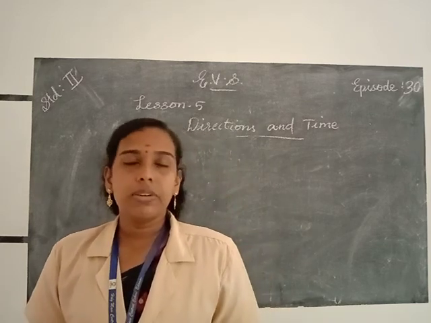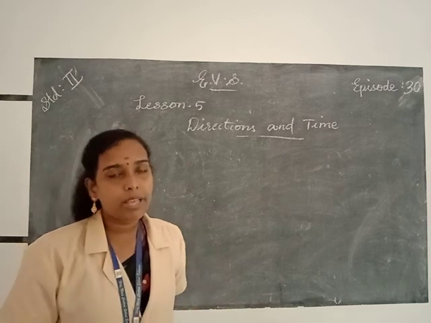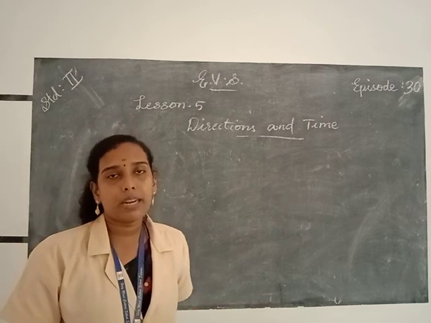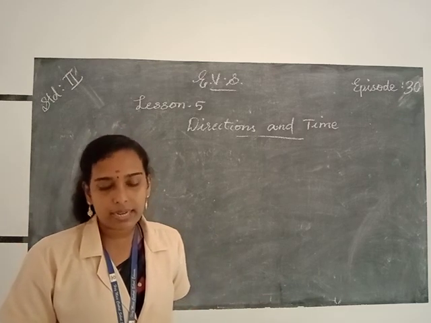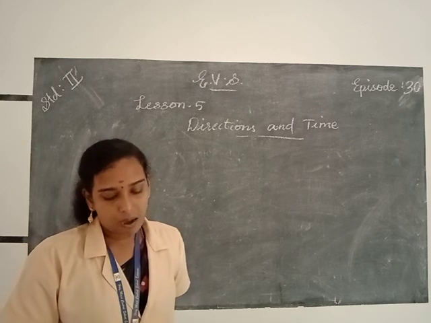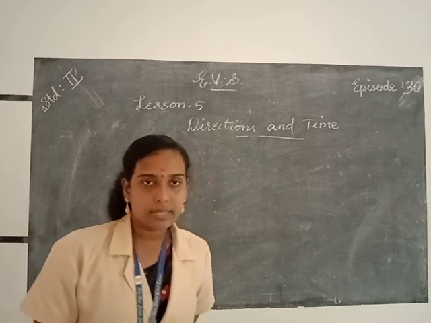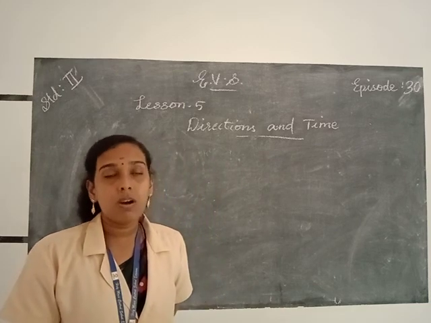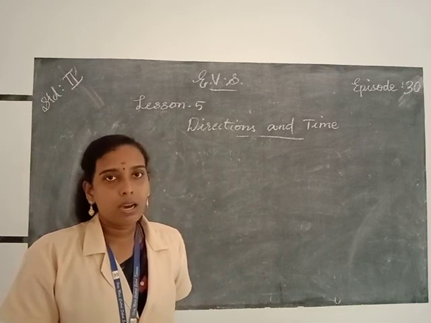And in this chapter, we discussed about directions and time. There are 4 main directions, and the 4 main directions are east, west, north and south. And directions help us to find places. And knowing directions also help us to find places on a map. And we use a compass to identify the directions.